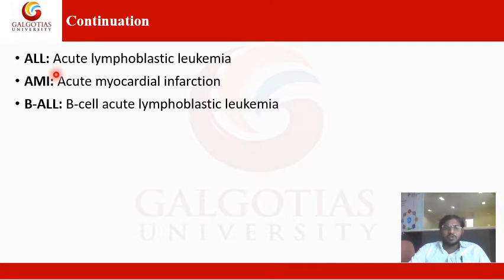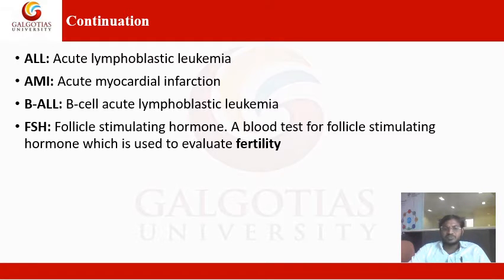Next one, B-ALL. B-cell acute lymphoblastic leukemia. We already know very well ALL, acute lymphoblastic leukemia. They are adding B-cell. This is also one of the immune cells. Destruction of immune cells by a cancerous condition is called B-cell acute lymphoblastic leukemia. Doctors can write only B-ALL.